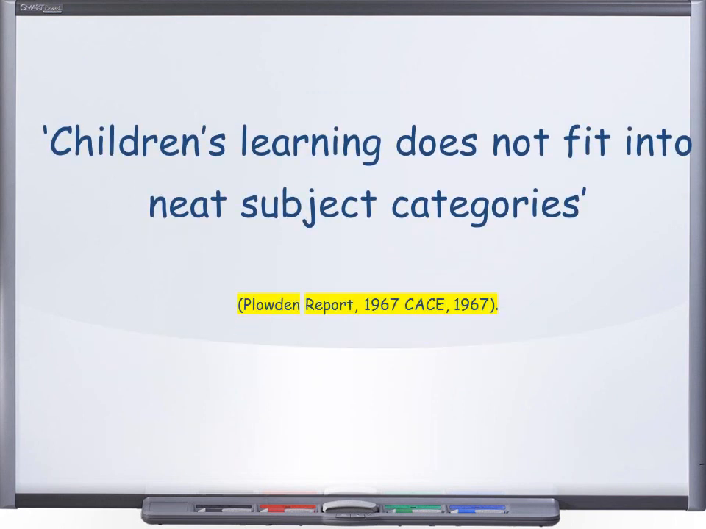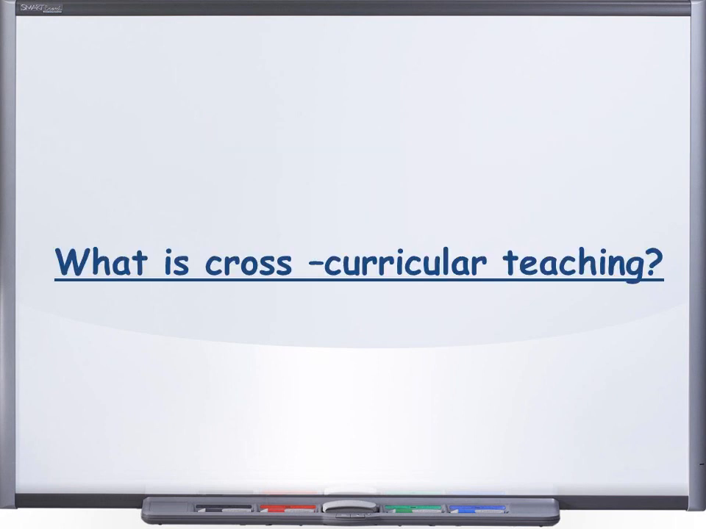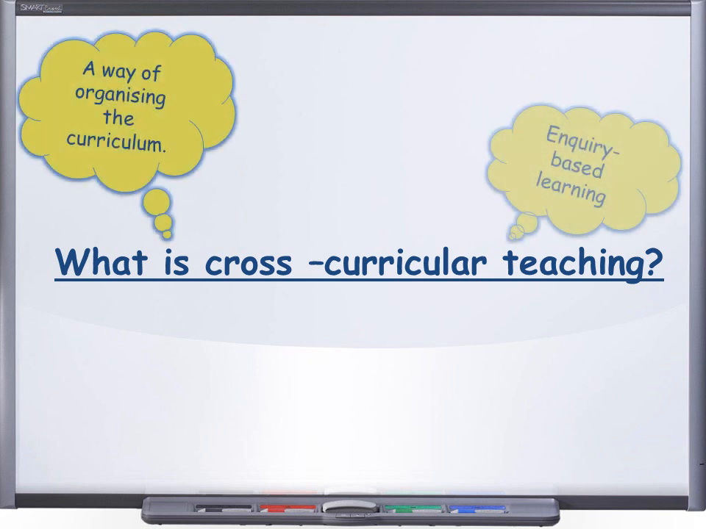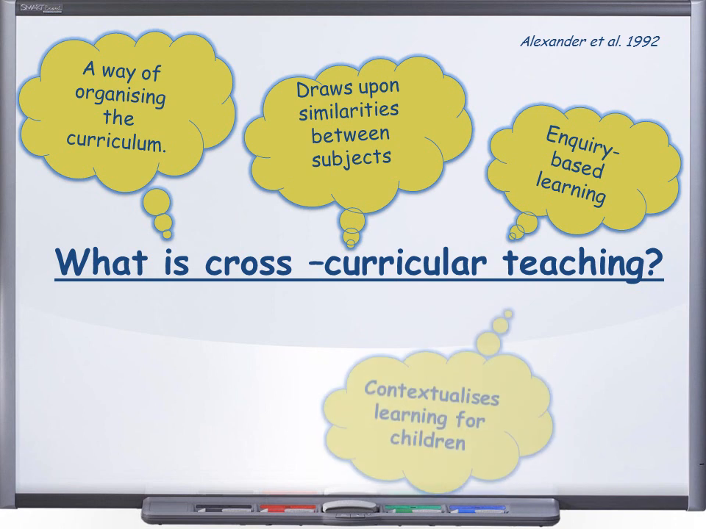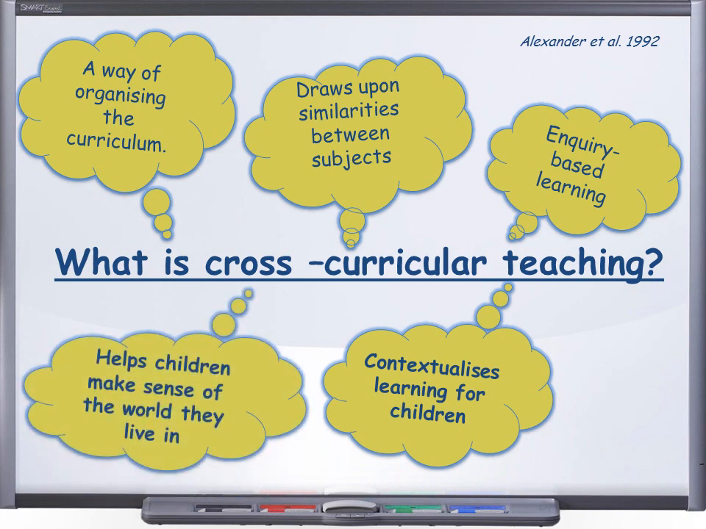According to the Plowden Report, children's learning does not fit into neat subject categories, and therefore it is necessary for children to make links across subjects, for example in maths and science. Maths and science contain overlapping themes and skills, however it must not be assumed that children will remember maths skills and draw upon them in science lessons. Alexander, Rose and Woodhead define cross-curricular teaching as a way of organising the curriculum. They state it is frequently inquiry-based and combines elements of different subjects together under a common theme. According to Driscoll et al. 2011, the holistic approach contextualises learning and allows children to make sense of the world in which they live.